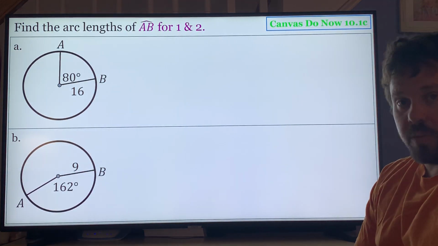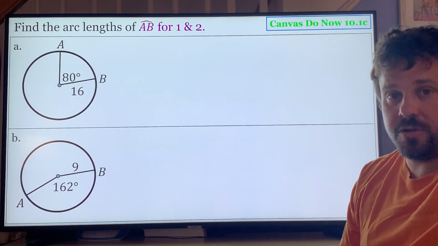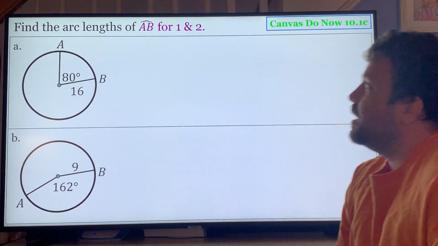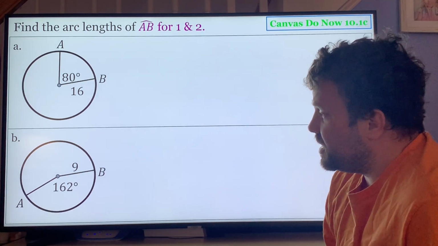Why don't you guys attempt 10.1c. See if you learned anything last lesson. So, you're finding the arc lengths for A and B. Let's see if you got it right.